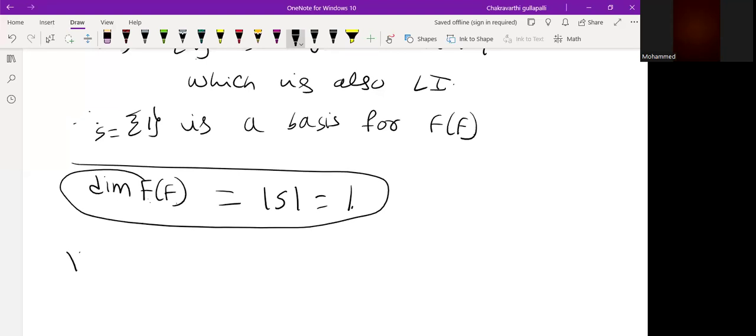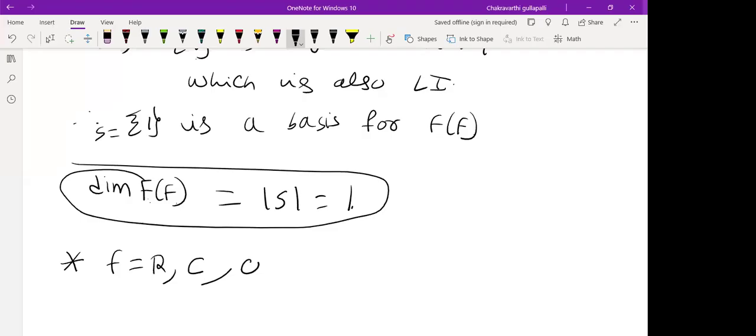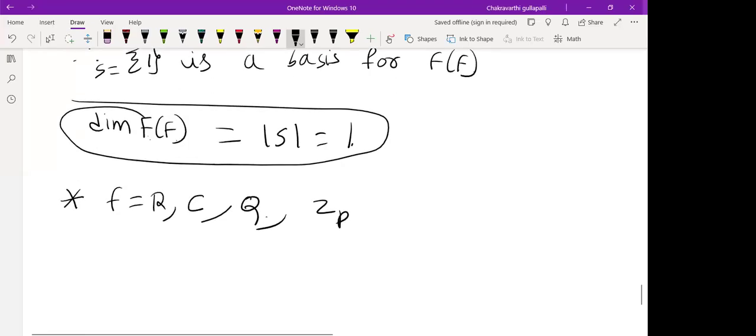So you know what all the fields are, you might have done in ring theory. R is a field, the complex number set is a field. Q, the rational numbers, is a field. Many fields are there. And Z_p is a field, that is with a suffix prime number, the modulo system. So what is the dimension therefore? Very important, direct marks you will get.